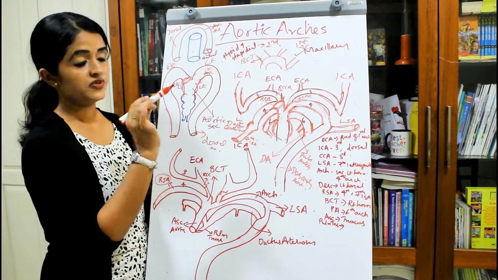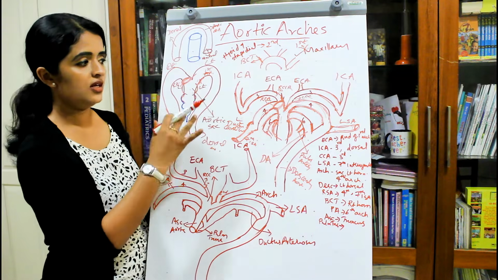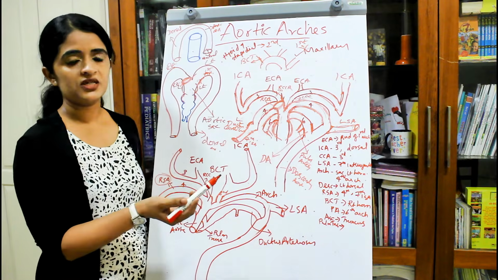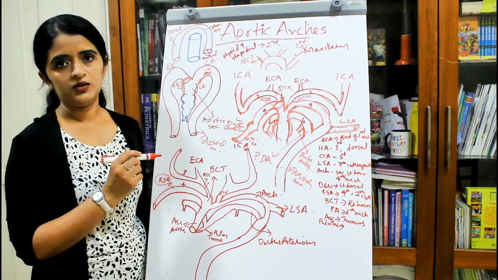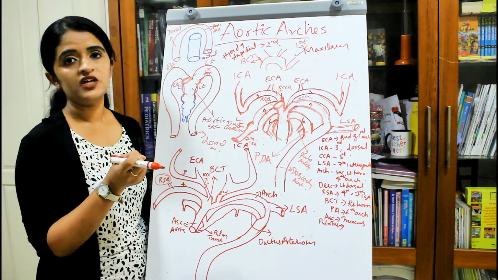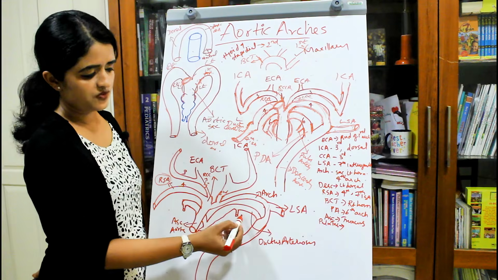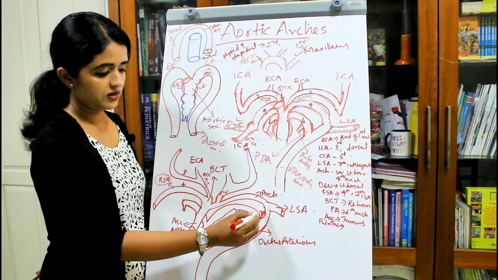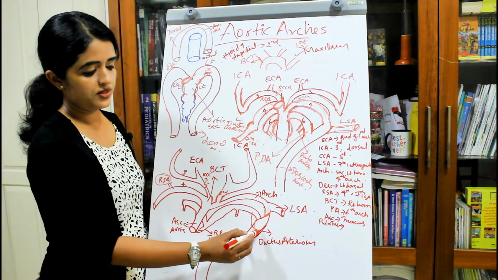Okay, so these are the derivatives, and I would like to add some applied aspects at this point so that it will be more clear for you. Sometimes this ductus arteriosus persists, and that condition is known as patent ductus arteriosus. Another important thing is there can be narrowing of the aorta, either proximal to the junction of the ductus arteriosus or distal to the junction of the ductus arteriosus.